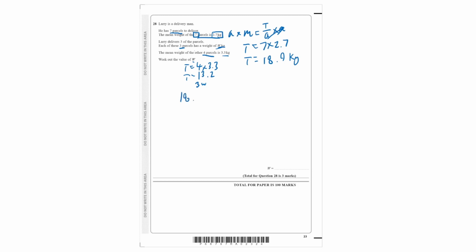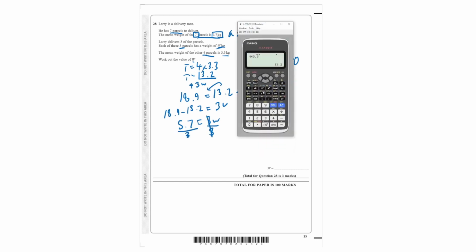So we know that 18.9 is equal to 13.2 plus 3W. We can bring this to the other side. So we have 18.9 minus 13.2 is equal to 3W. 18.9 minus 13.2 gives us 5.7 is equal to 3W. And to isolate W, we divide both sides by 3. We can put this into a calculator to find our answer. 5.7 divided by 3 gives us 1.9 kilograms. That means W is 1.9 kilograms.